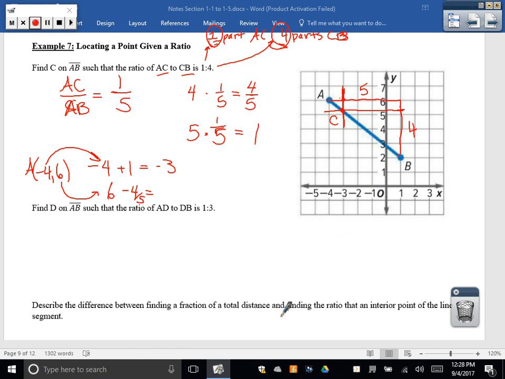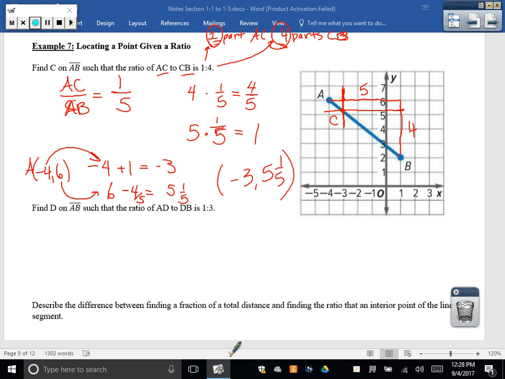Well, let's see if that works. Or 5 1/5. 5.2. If I go over the x value, -3, 1, 2, 3, up 5 1/5. 1, 2, 3, 4, 5 1/5. Bingo. There's our value we're looking for.